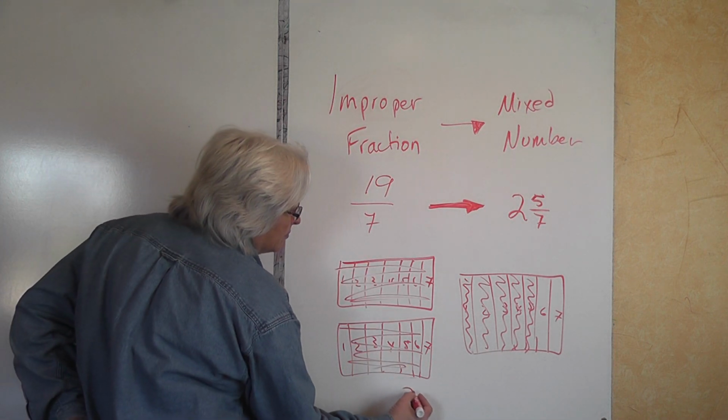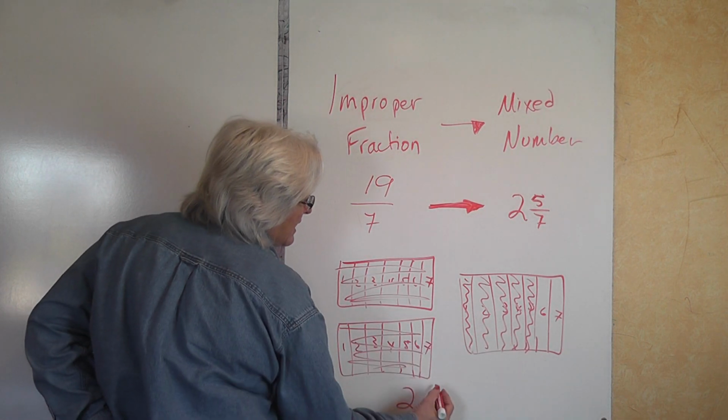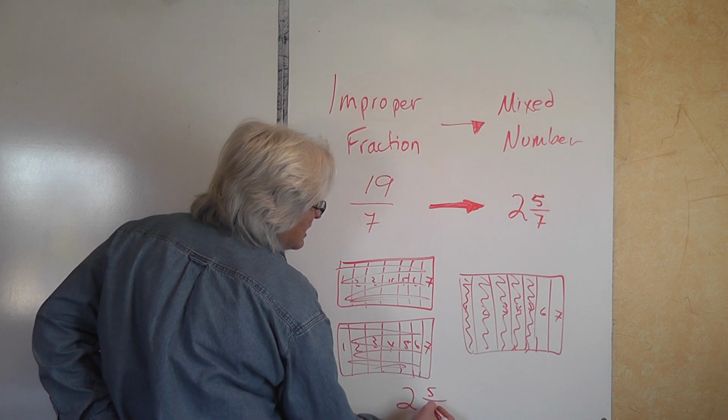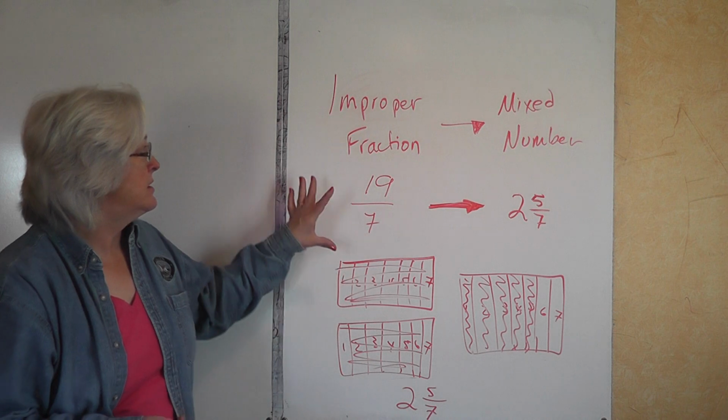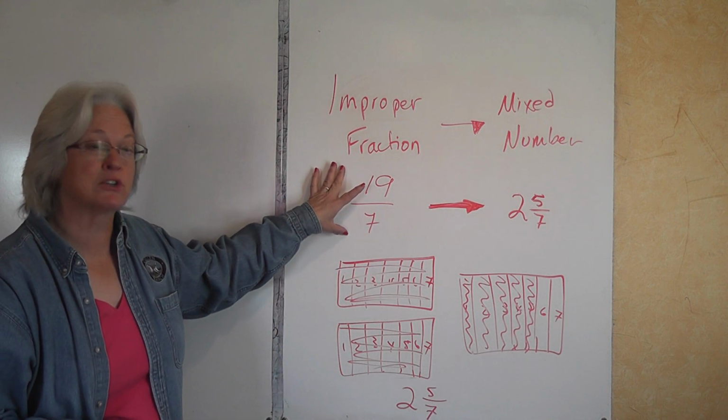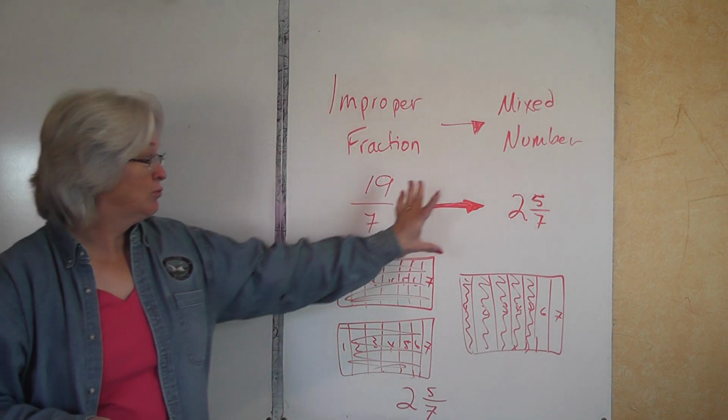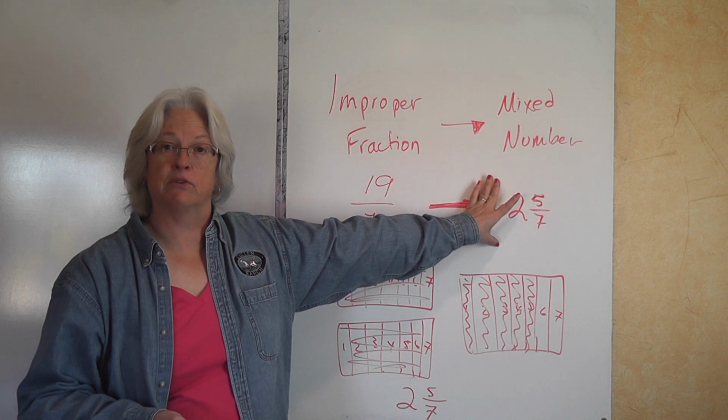19/7, we have 2 whole rectangles, and we have 5 rectangles shaded out of a total of 7 rectangles. So you see that the improper fraction 19/7 really is 2 and 5/7.